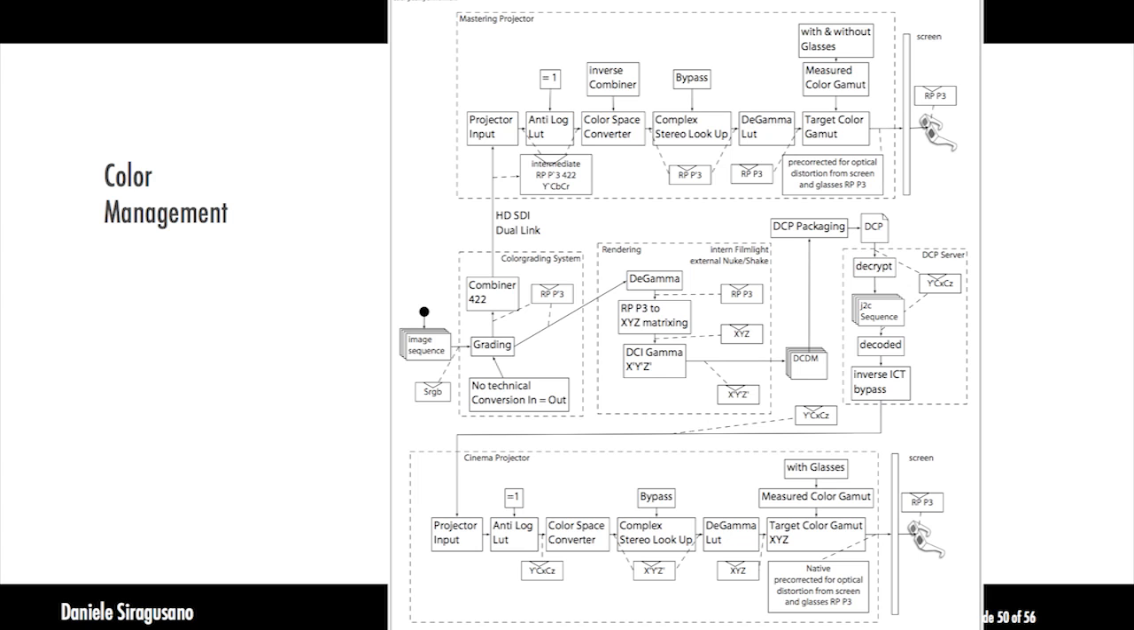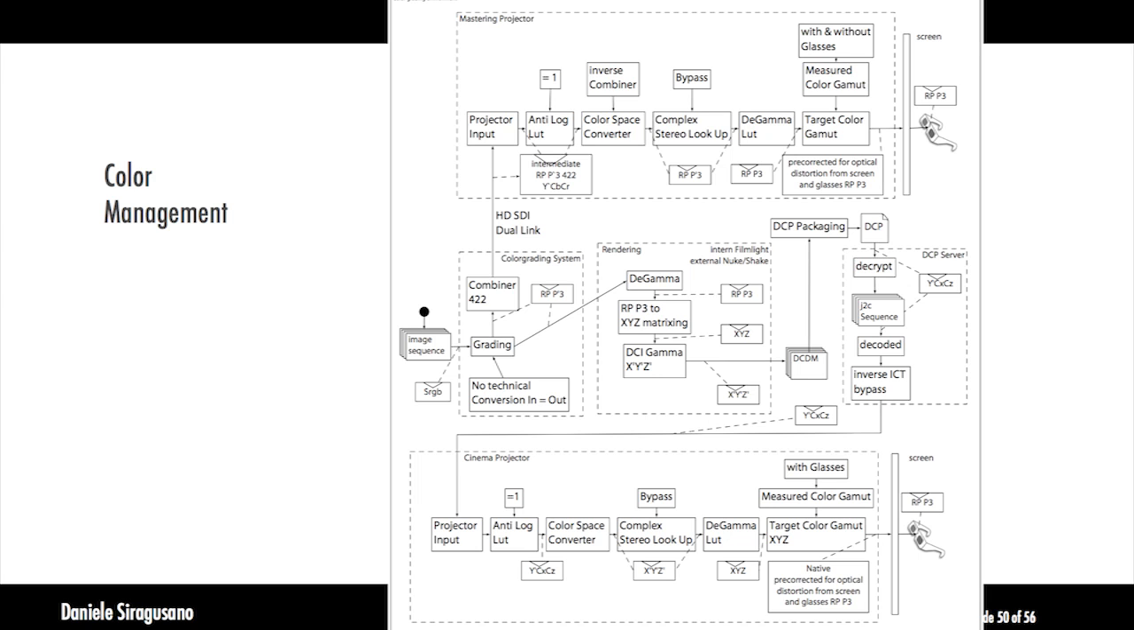If you want to see a color pipeline in detail, this is a simple example of a pretty easy color pipeline. And no worries, I won't go through all these steps. I just wanted to show you that all these blobs are affecting the colors. Just in the cinema projector, in the mastering projector, this happens. And this happens in a grading suite in a pretty simple setup. This is not complex. This happens while rendering. This happens while packaging the DCP. Inside the DCP server, also something is happening. Again, in the cinema projector, there are a lot of things happening.